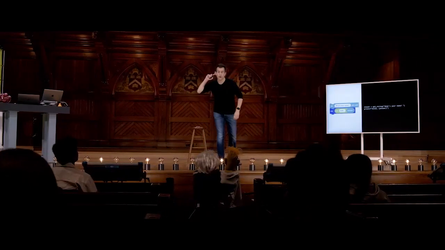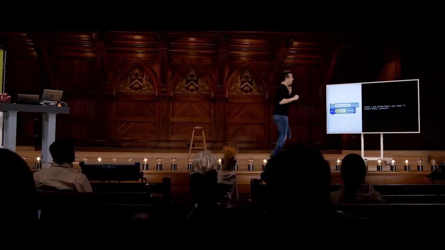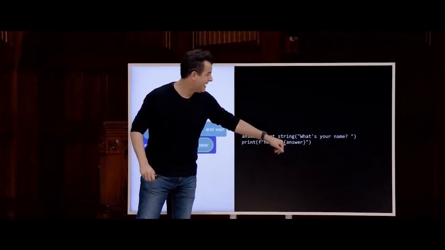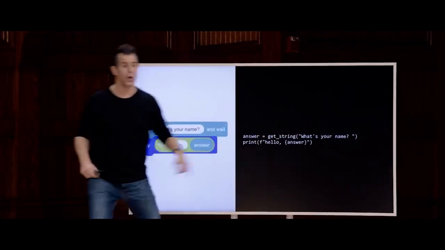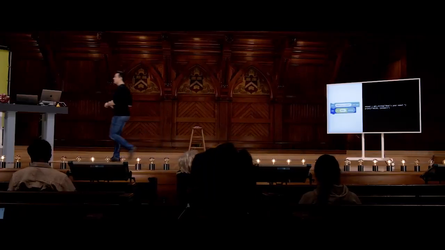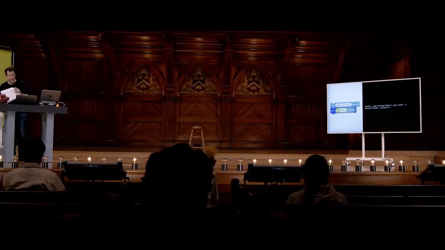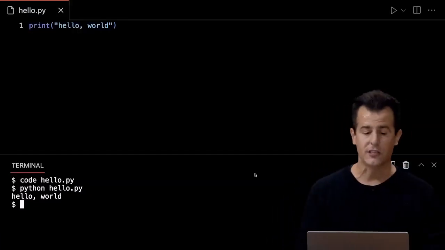If you omit the f, you will literally see hello, comma, curly brace, answer, close curly brace. So in fact, let's do this. Let me go back to VS Code here quickly. I've still got my file called hello.py open. And let me go ahead and change this ever so slightly.